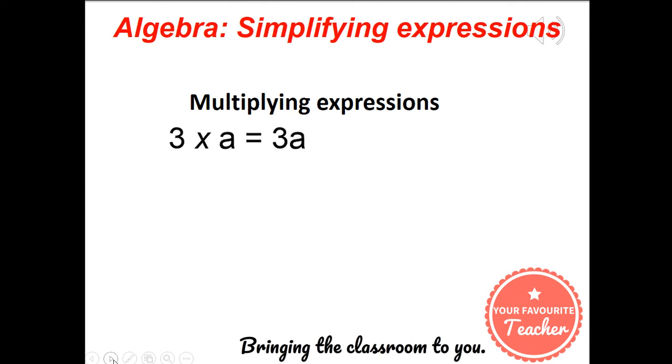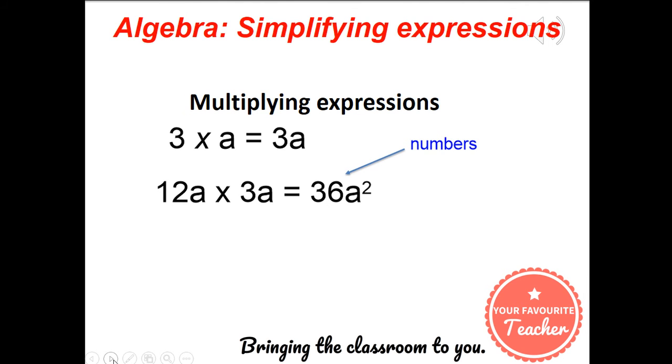There are a few things we need to know to handle multiplying expressions. If I have a 3 times an A, it's written as 3A. If I have 12A times 3A, we can actually write it as 36A squared, because the 12 and the 3 are multiplied together as just normal numbers, and the letters that are the same are multiplied together, and A times A is A squared. So 12A times 3A would be 36A squared.